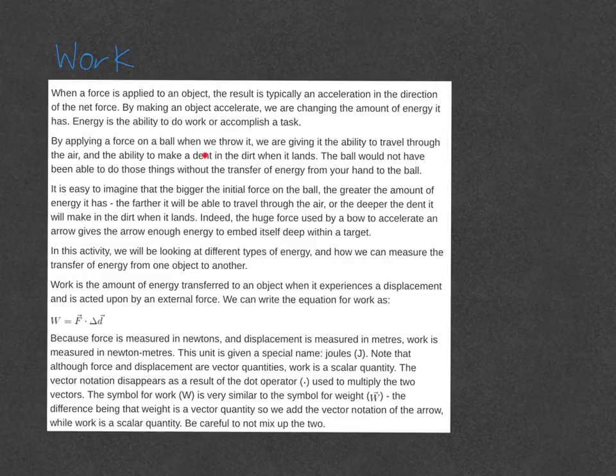When we apply a force on a ball, like when we throw it, we actually give it the ability to travel through the air, and it could make a dent in the dirt when it lands. So there's a whole bunch of energy transfers happening there. We are giving the ball energy, kinetic energy. And then as it falls and lands, it makes a dent in the dirt. So that is work, and that transfers energy to the dirt to make that hole. And the energy is also dissipated once the ball hits the ground.